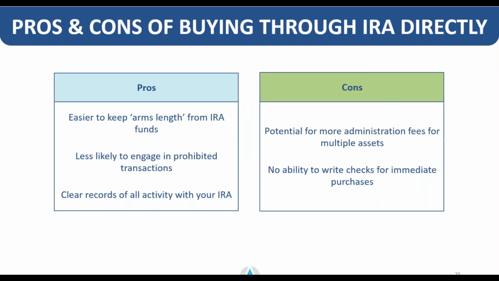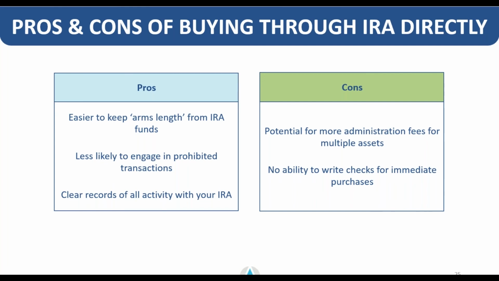So the pros and cons of buying through an IRA directly. The pros of buying through an IRA directly is that it's easier to keep from arm's length from the IRA funds. Advanta IRA, as the custodian administrator, is handling all of the transactions, handling all of the cash flow in and out. So you're never in a capacity to ever take personal possession of the money or do anything potentially prohibited with the money of your retirement account. And it also creates a clear record of all activity in and out of your account.